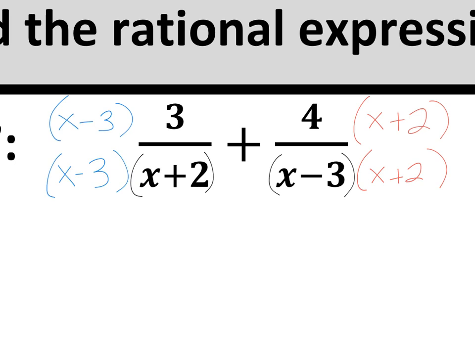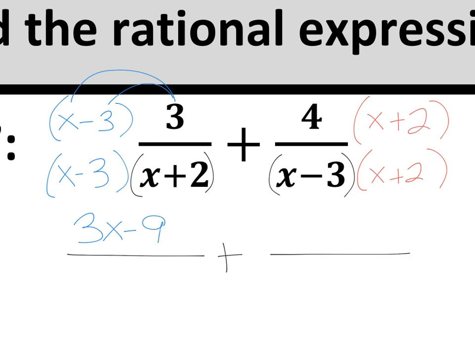Okay, on the top of the first fraction, we're going to take the 3 that is there and we're going to distribute it to the x and to the negative 3. So the tops, you're going to go ahead and multiply it out. So we end up with 3x minus 9 when we distribute. The denominator is x minus 3 times x plus 2.